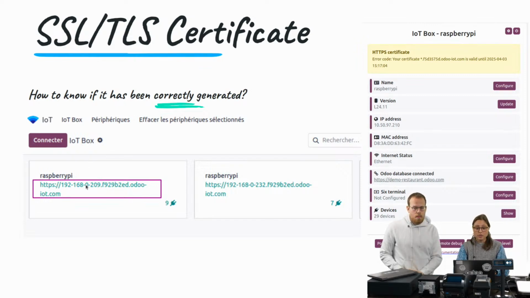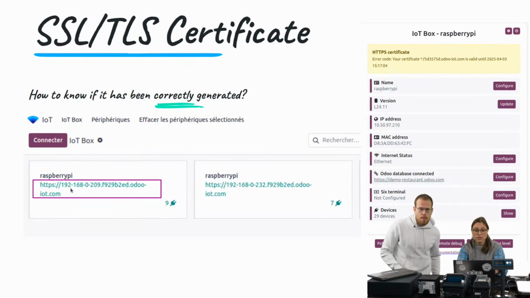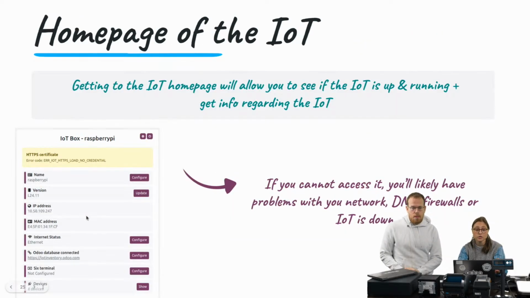And after this IP address, you can see we have here a code, which means that the SSL certificate has been correctly generated. That's very important. If you don't have that, it's not going to function correctly. Now, once you have that, you can navigate through the green link that you see here on the SSL, on the homepage of the IoT, where you get plenty of info. We're going to see that as well.